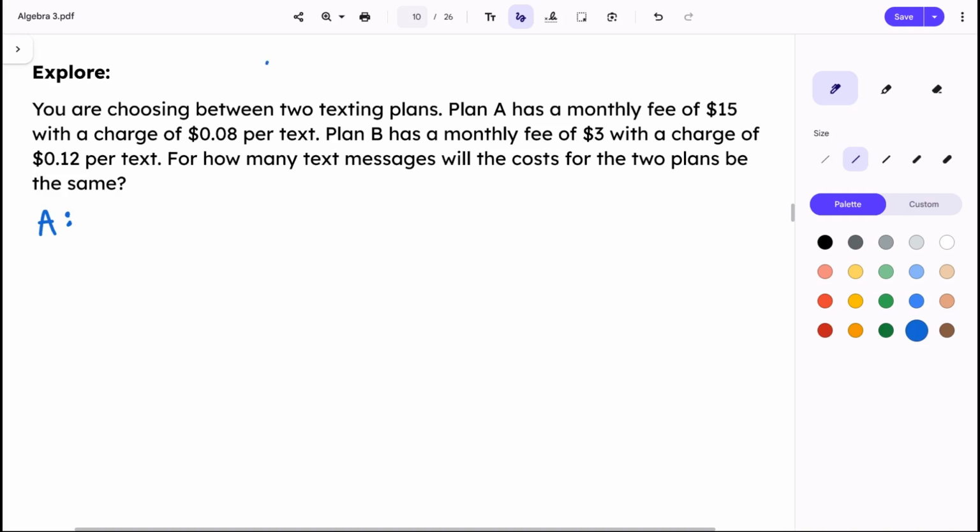Think about the equation y equals mx plus b. Remember that m represents your slope and b represents your y-intercept. If I'm paying a flat fee per month, that would be your y-intercept, because no matter how many text messages you send, you have to pay this fee every single month. So for plan A, I have to pay $15 no matter how many messages I send. So 15 is going to be my y-intercept. That 8 cents per text message, that's my slope. So I'm going to write 0.08x plus 15. How would I write that for plan B?